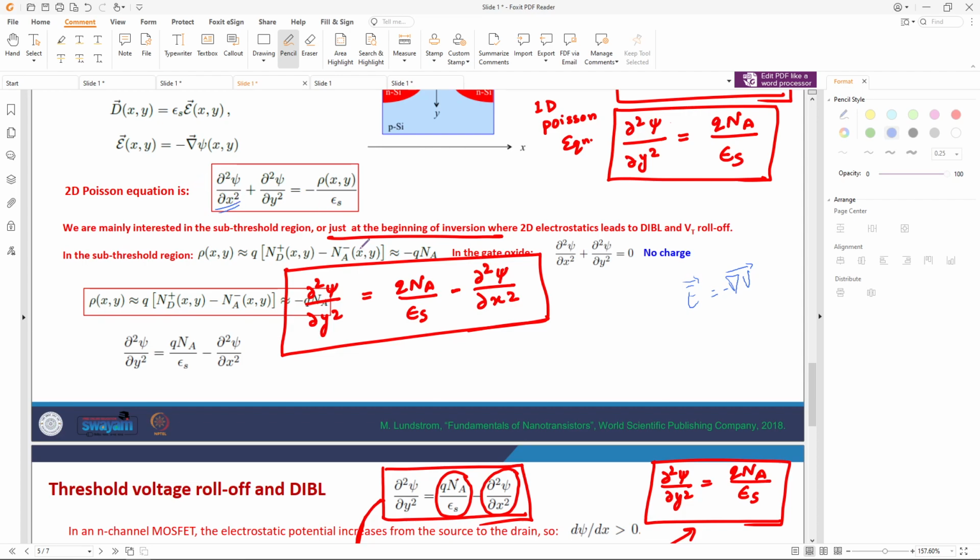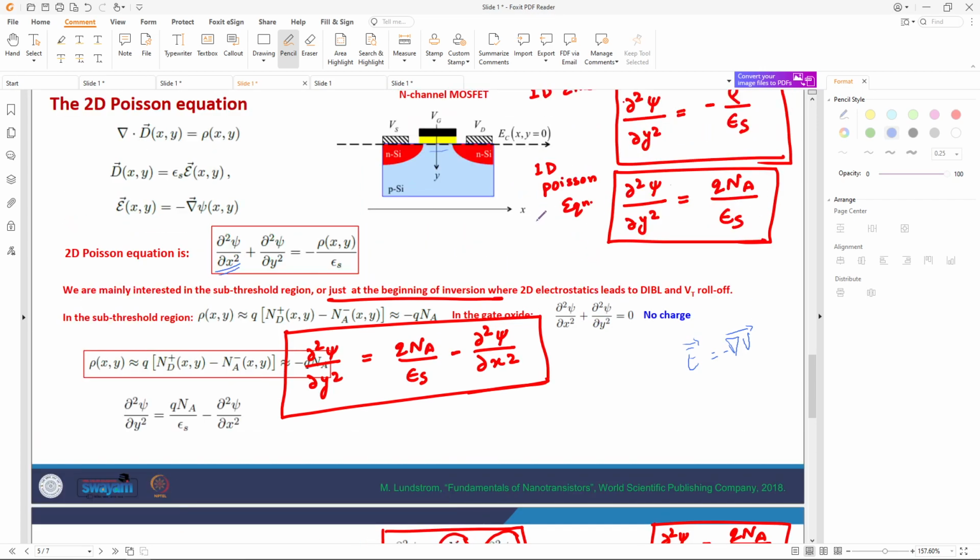But 1D or 2D, the charge in the material does not change, and there are no free charges in the oxide. So 2D electrostatics in the oxide layer will just give me this equation because there are no free charges in an insulator.